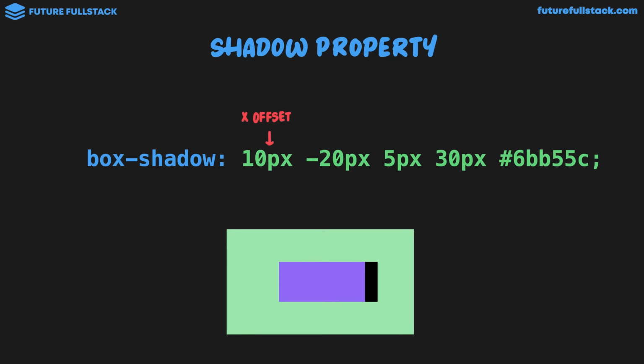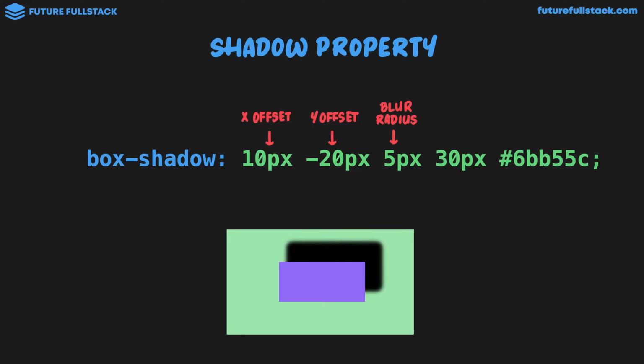The second value, minus 20 pixels, represents our Y offset. This moves our shadow vertically, where a negative value like minus 20 pixels moves our shadow up, and a positive value would move it down. The next value, 5 pixels, represents the blur radius, which softens the edges of the shadow like this.